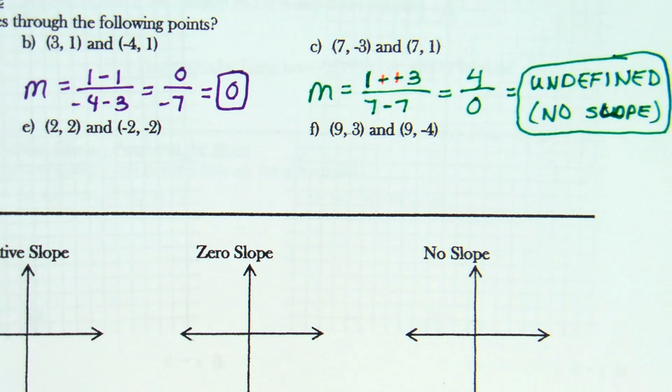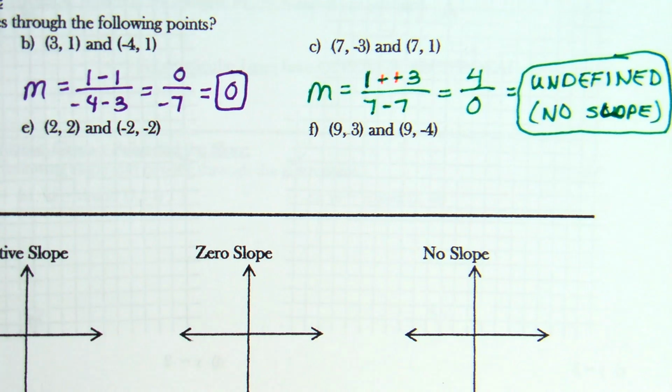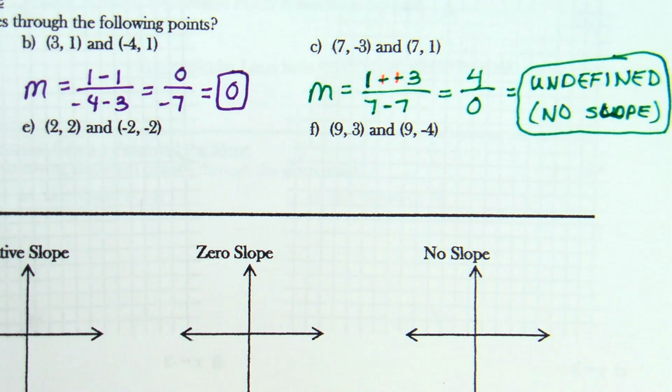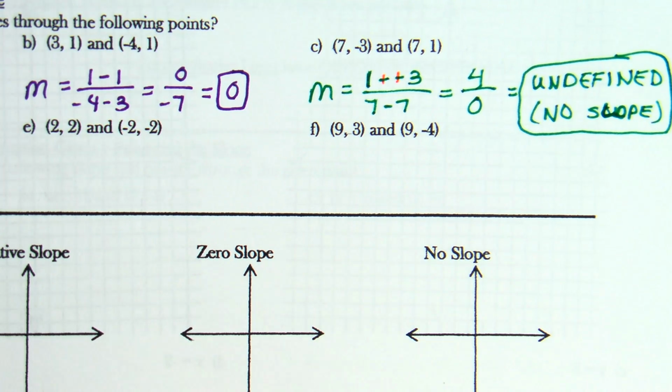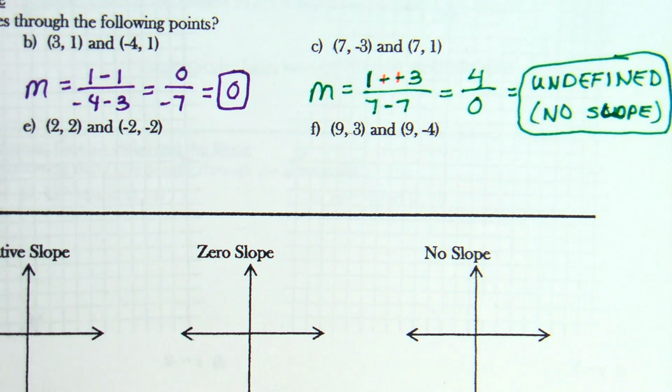Okay. Let's do D, and then we'll probably jump down and do some other stuff. 5, comma 4, and 8, comma 1. Peggy, what are you putting on top? 1 minus 4. Okay. Since Peggy put 1 minus 4 on top, Kogan, what are you going to put on bottom? 8 minus 5. Okay, 8 minus 5. Good. 1 minus 4 is negative 3. 8 minus 5 is positive 3.